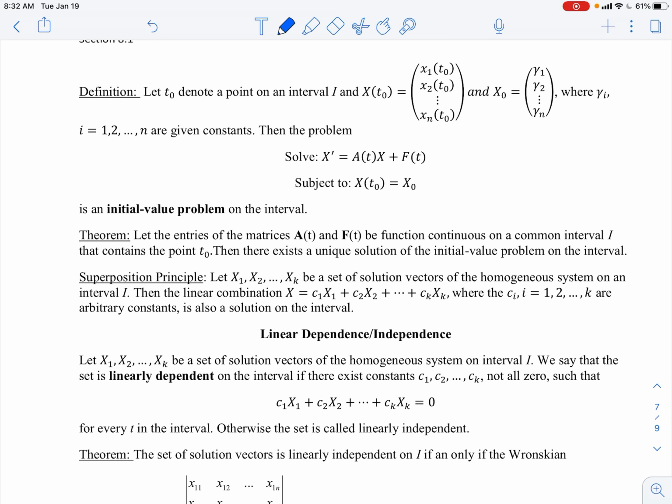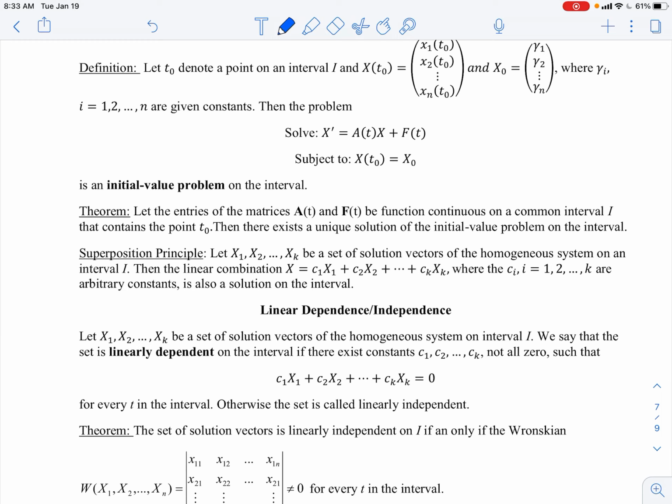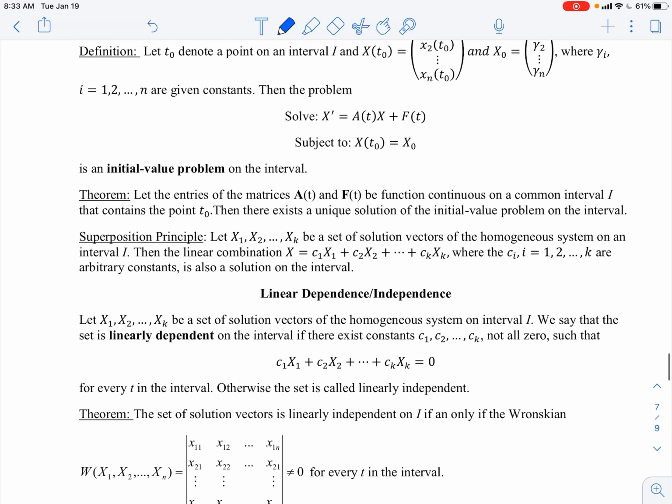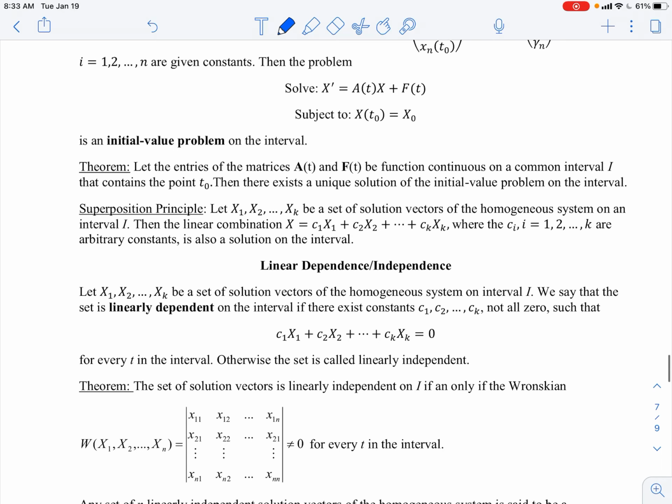Now, the superposition principle that we've had in the past still holds true. If we have all these solutions to our differential equations, then we combine them together to write our solution to the differential equation. So that's the superposition principle, where we combine all of our solutions, where c sub 1 and c sub 2 are just constants in front of each solution.